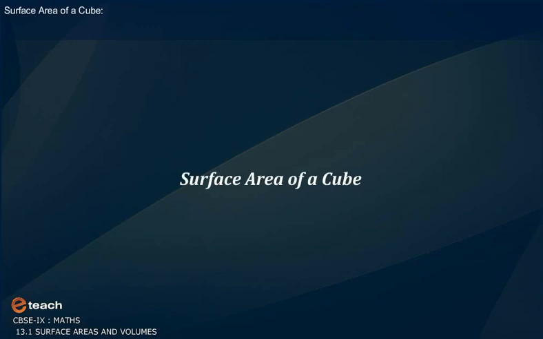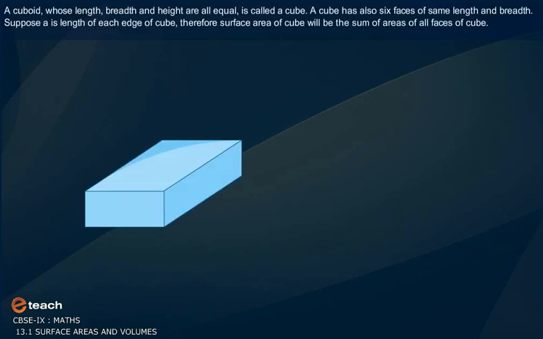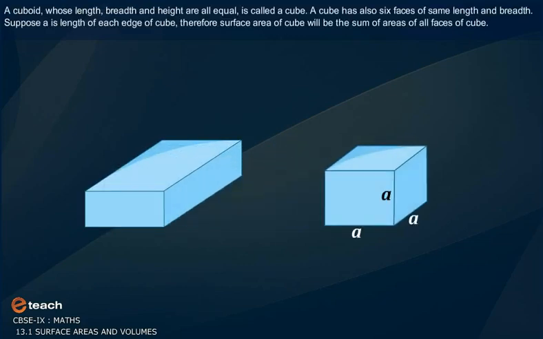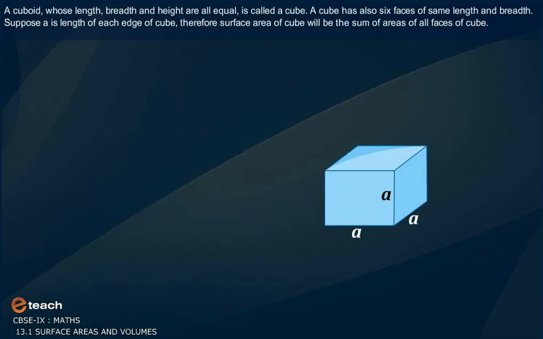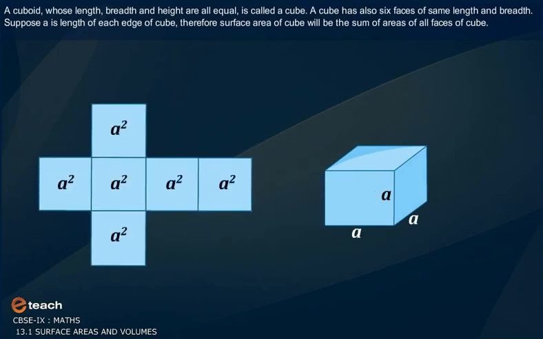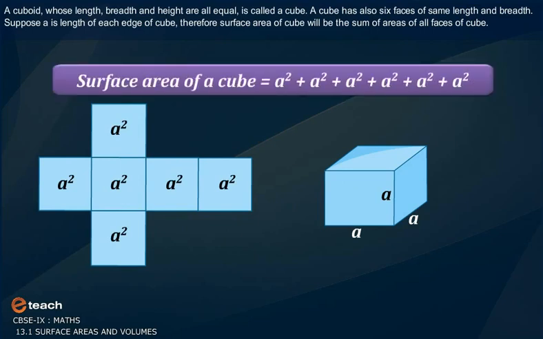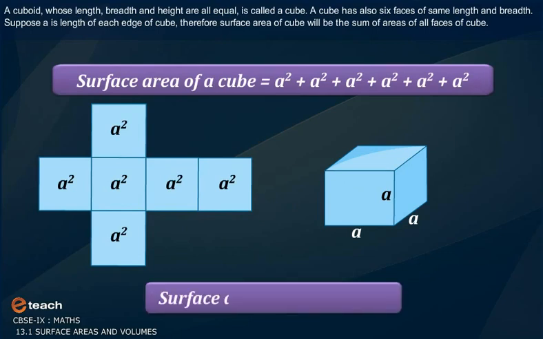Surface area of a cube. A cuboid whose length, breadth and height are all equal is called a cube. A cube also has 6 faces of the same length and breadth. Suppose A is the length of each edge of the cube. Therefore, the surface area of the cube will be the sum of areas of all faces of the cube.